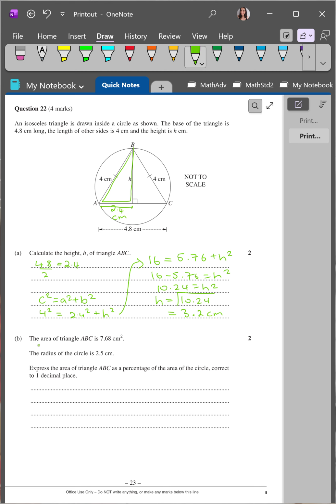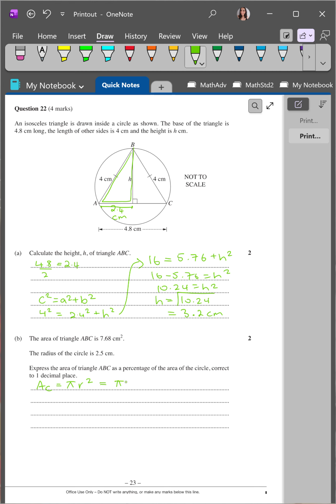And then part B, it says the area of the triangle ABC is 7.68 centimeters squared, and the radius of the circle is 2.5 centimeters. Express the area of the triangle ABC as a percentage of the area of the circle correct to one decimal place. So we have the area of the triangle, and they've only given us the radius for the circle. So let's find the area of the circle. Now this is pi r squared. That's the formula for the area of a circle.